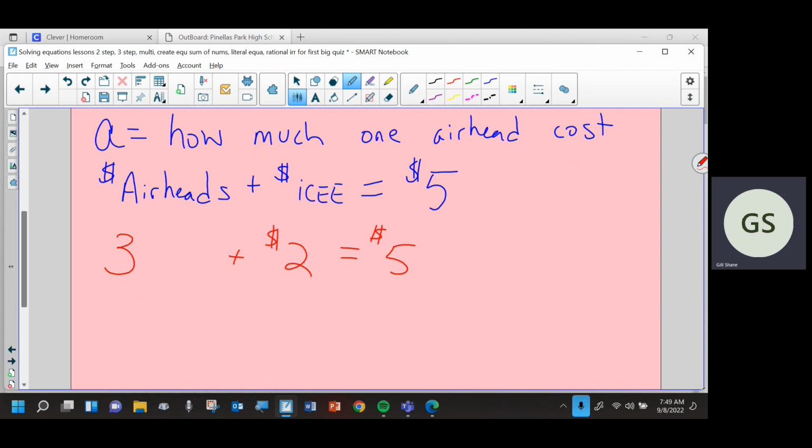So I'm going to have Jocelyn in the front explain what the rest of it was. So there's a 3 because we have 3 airheads, but we need the money spent on the airheads. So how do we get the money spent? We're buying 3 of them, but how do we get the money spent on airheads? Because I don't want to just know how many. I want to know how much money I spent. What do I need to do?